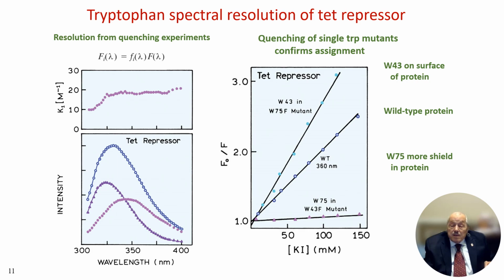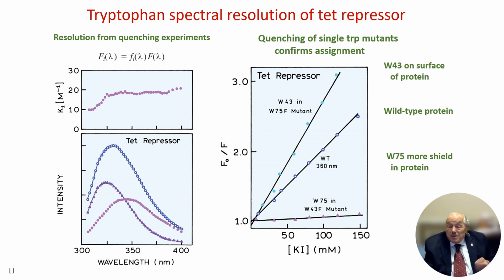If you looked at the quenching constant versus wavelength, as we suspected from the first plot, the quenching constant is lower at the short wavelengths and higher at the long wavelengths. If we go through our least squares analysis and try to recover the two emission spectra, we can say here they are. This is the emission spectrum of the wild type of the TET repressor, and these are the two recovered emission spectra for those two tryptophan residues.